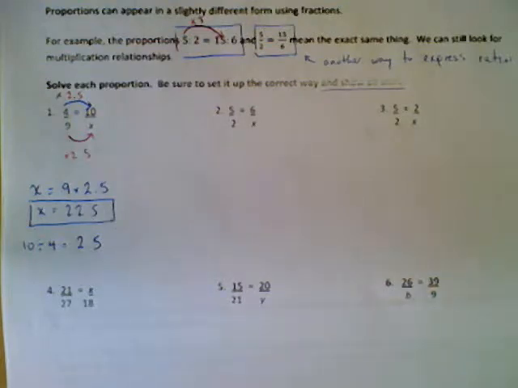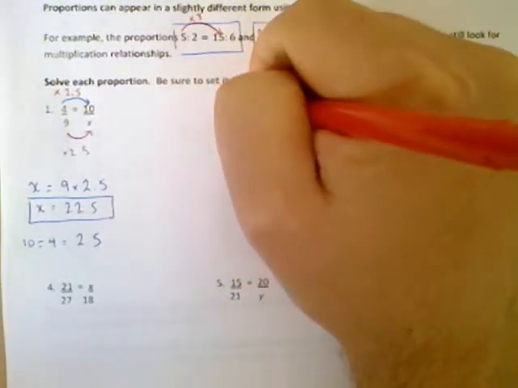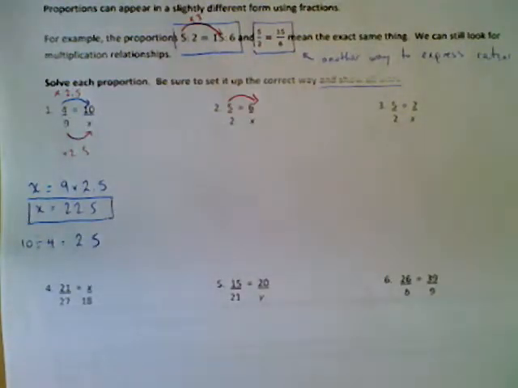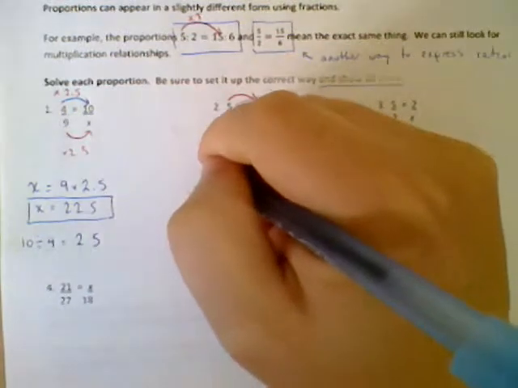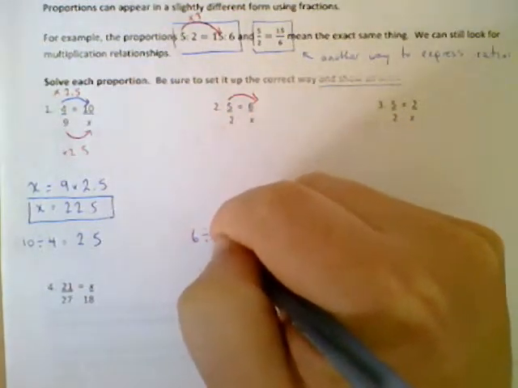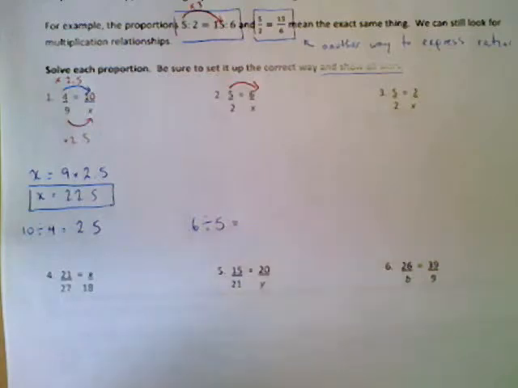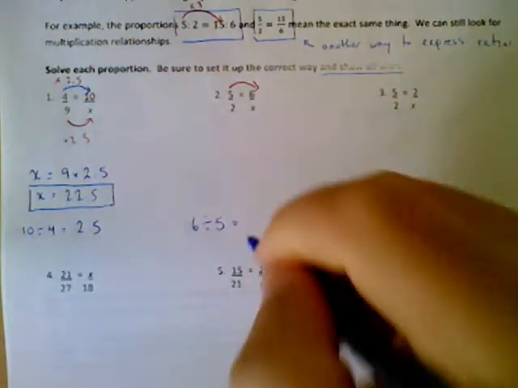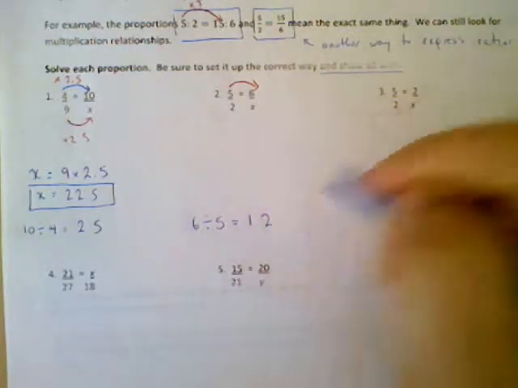So let's do another example. Let's do number 2. So I can see that I have the top numbers, so I'm going to look for this multiplication relationship. It's not obvious because 5 and 6, nothing multiplies by 5 to get 6, no whole number anyway. I'll do my division down below again. 6 divided by 5. You guys can quickly do that on your calculators. 6 divided by 5 is 1.2.